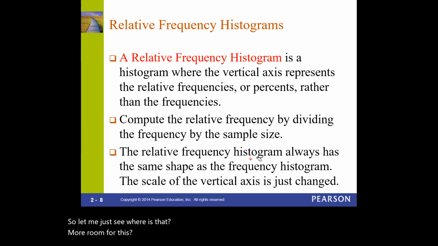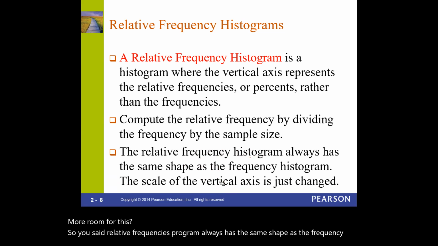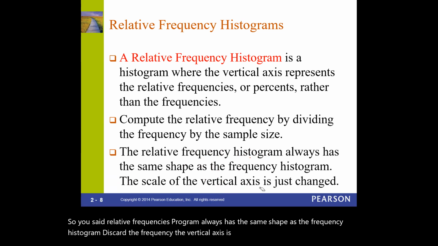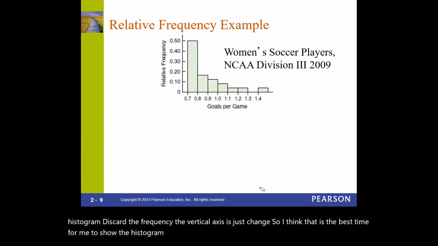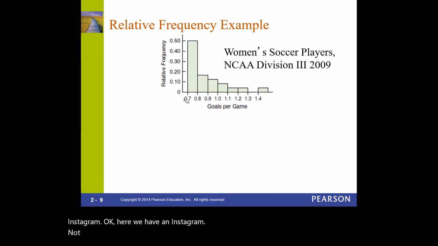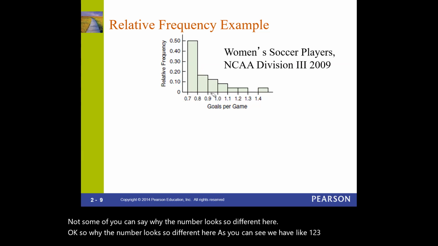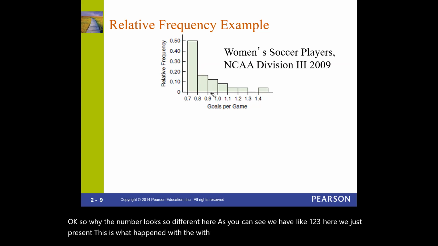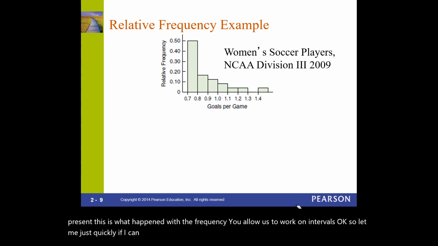So the relative frequency histogram always has the same shape as the frequency histogram. The vertical axis is just changed. So I think that is the best time for me to show the table and the graph for the histogram. Okay, here we have a histogram. Now, some of you can say, why do the numbers look so different here? As you can see, we have like 1, 2, 3. Here we just present what happened with the frequency. It allows us to work on intervals. So let me just quickly go back first to that example.